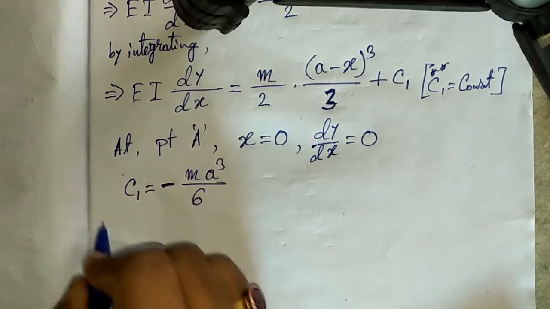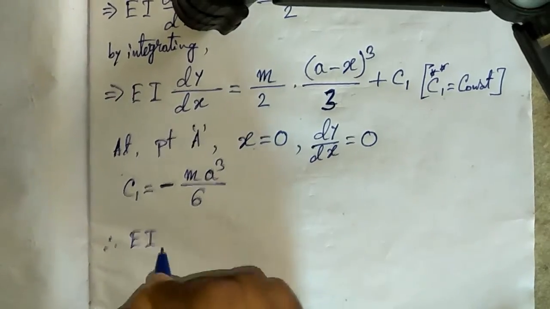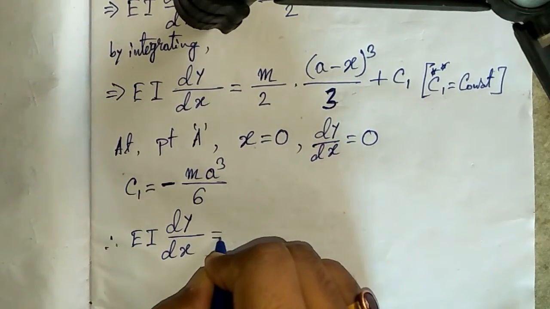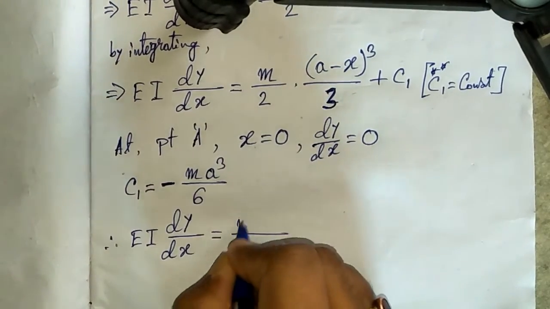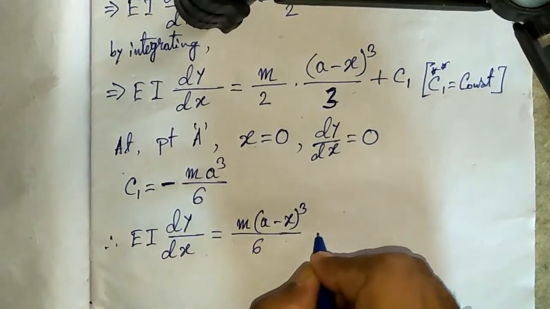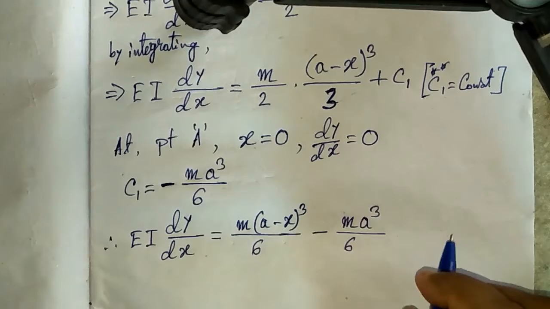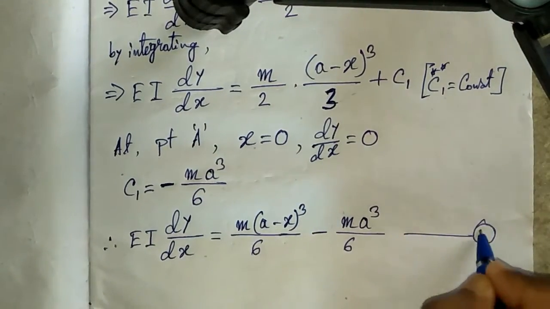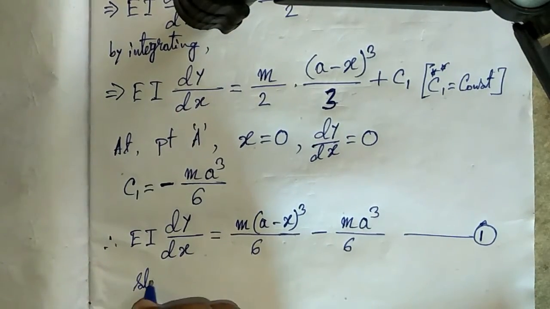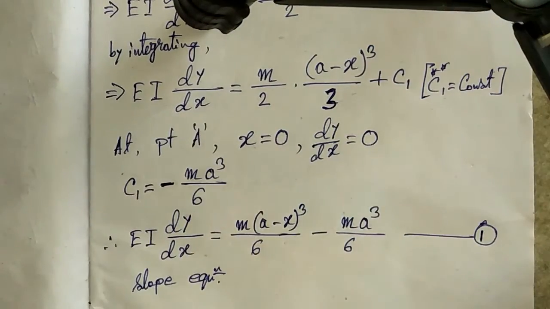So we can write EI dy by dx is equals to M (a minus x) cube by 6 minus M a cube by 6. This is equation 1, and this equation is known as the slope equation.